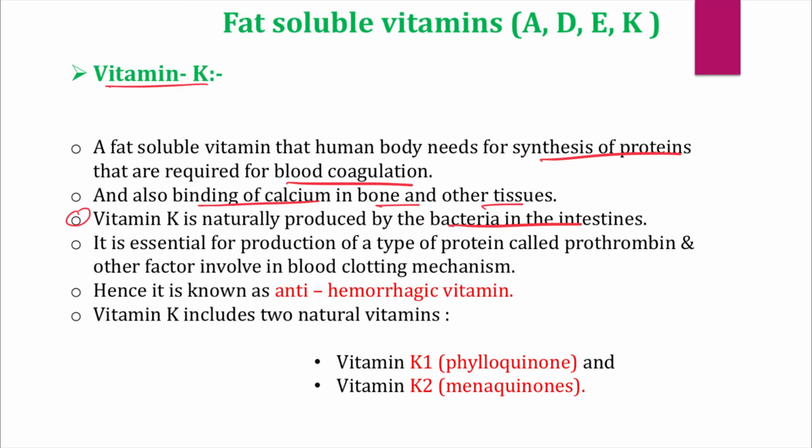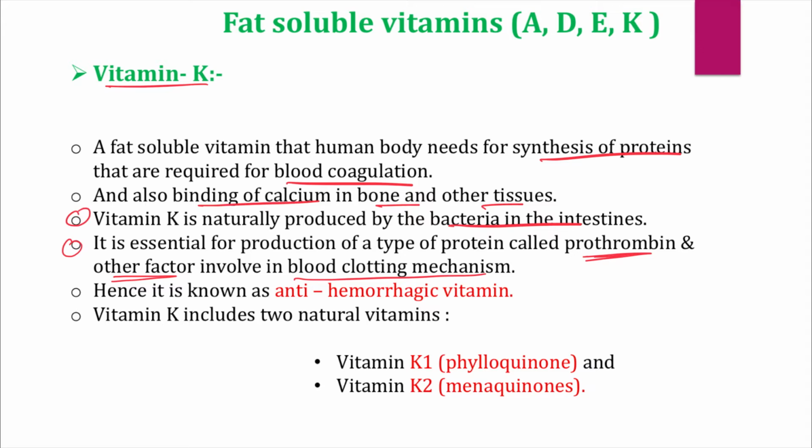Now see here, this vitamin K is also essential for the production of certain proteins. So what are those proteins? Those proteins are very important: prothrombin and the other factors which are involved in the blood clotting mechanism, right? So vitamin K is very important for the synthesis of proteins required for blood coagulation, also for binding of calcium, and lastly for the synthesis of certain proteins like prothrombin and the other clotting factors which are involved in the blood clotting mechanism. So vitamin K plays an important role in the clotting of blood.